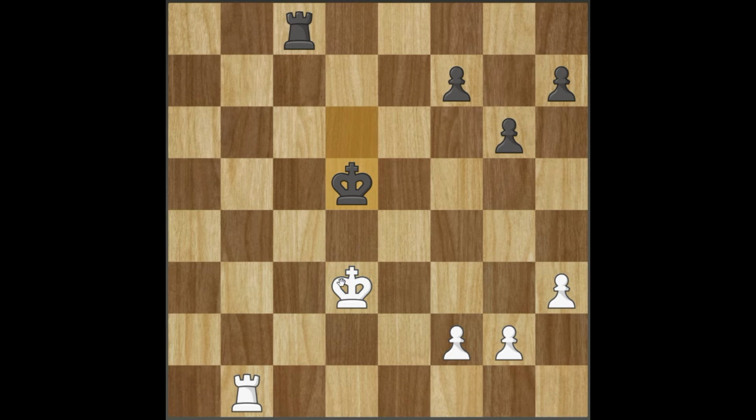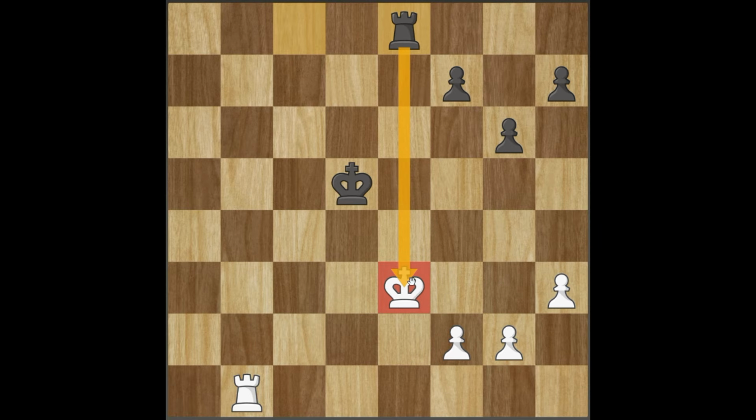So given that the white king can't move to c3 or d4 in this position, white decides to move the king to e3. It's now black to move, and black decides to give a check with his rook on the e8 square. The white king is now in check from the black rook, and so white is forced to move his king to escape from that check.